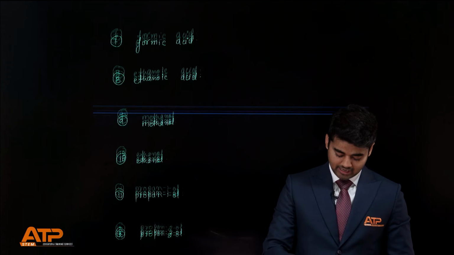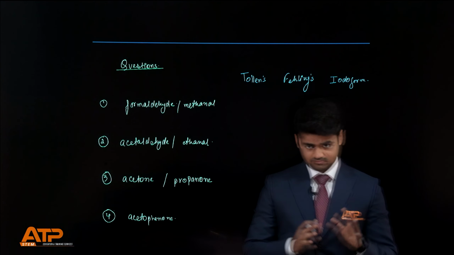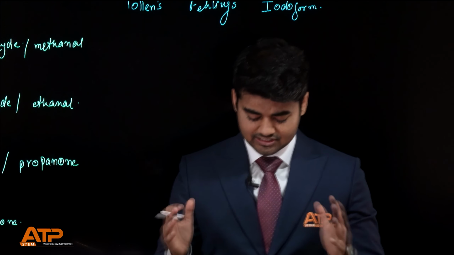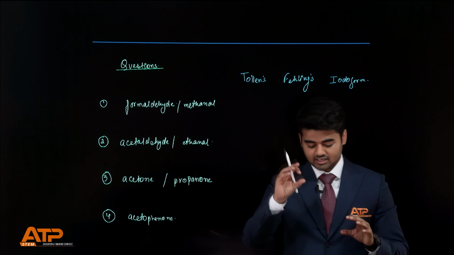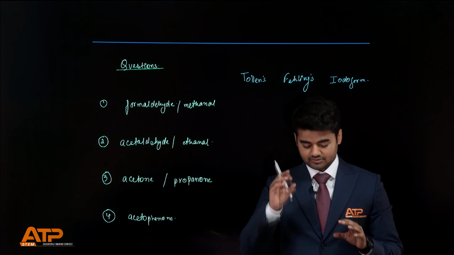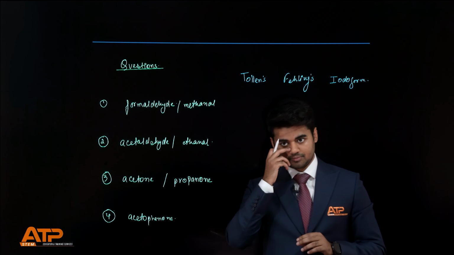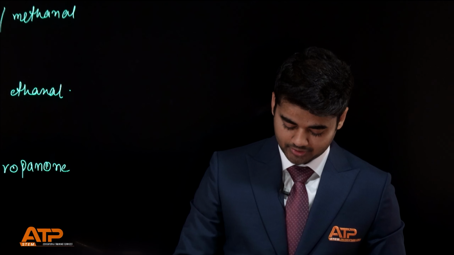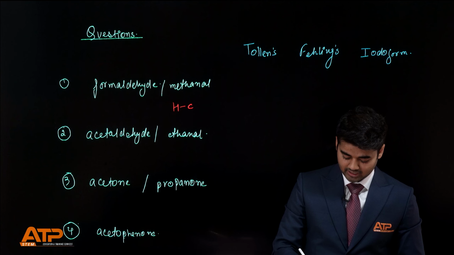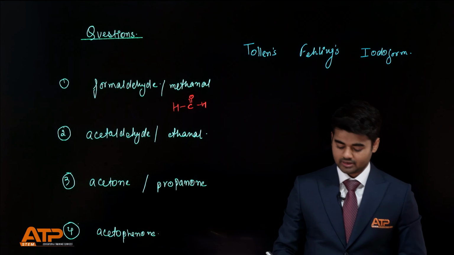And what we are checking here is whether each compound will be giving a positive test. I have taken 12 compounds, and 12 into 3, so we have 36 questions. The question says some compound is given, you have to check whether it will be giving you Tollens test, Fehling test or iodoform test, right? So one question I'll do, the rest you will do on your own. So formaldehyde, I am making the structure of formaldehyde. This is HC double bond O.